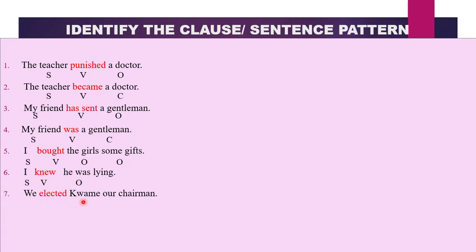We elected Kwame our chairman. We is our subject, right? Elect is a transitive verb. Therefore, Kwame becomes an object. But what about our chairman? It refers back to Kwame. Can you guess the role of this? It is a complement. You are right. So we have an SVOC pattern. Last one. We made the neighbors very worried. Made is a transitive verb. So the neighbors becomes our object. Very worried, our object complement.